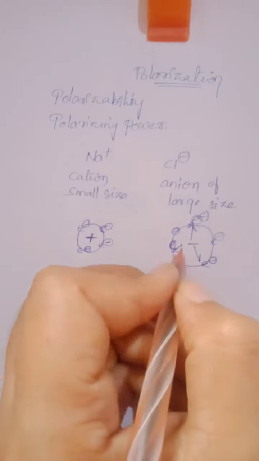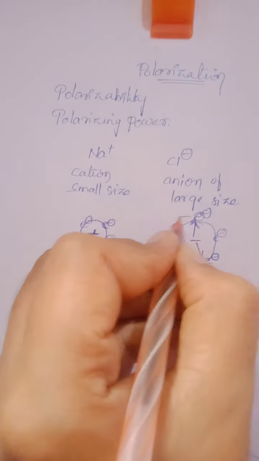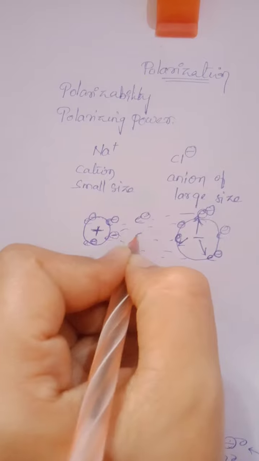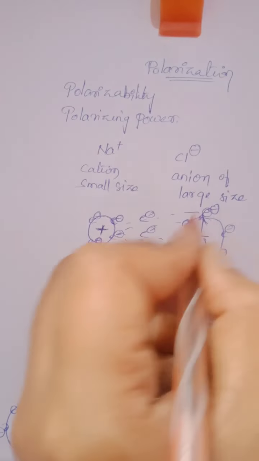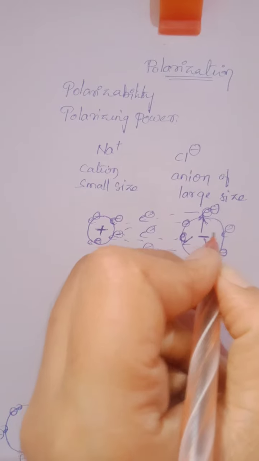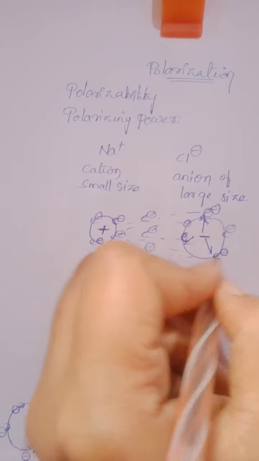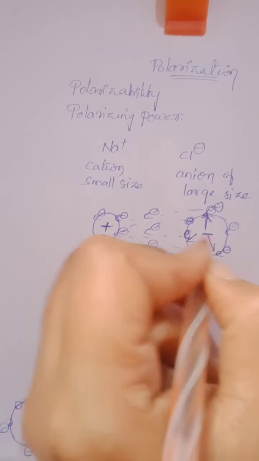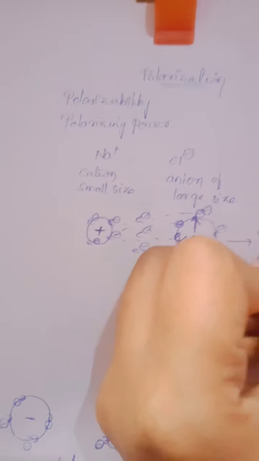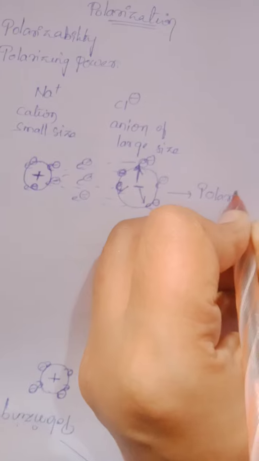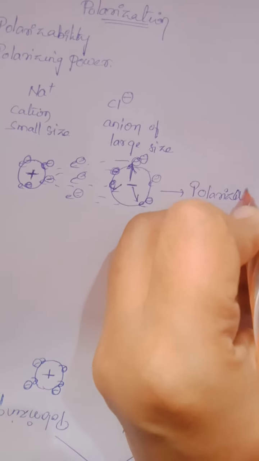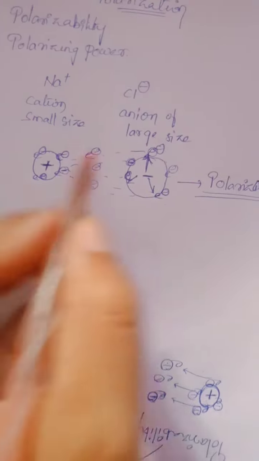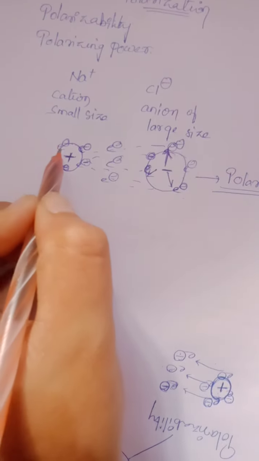The anion gets polarized and its electrons are distorted. That is, these electrons move towards the cation, and this anion gets polarized. This distortion of electrons of the anion is known as polarizability. These electrons are distorted because of the cation.